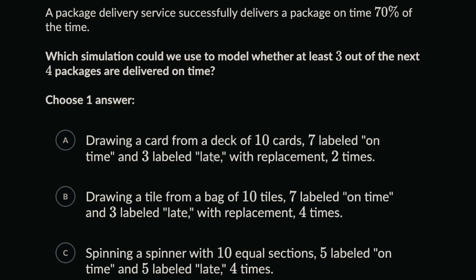Drawing a card from a deck of 10 cards, 7 labeled on time and 3 labeled late, with replacement 2 times. Okay, so a deck of cards where you have 10 total, 7 on time, 3 labeled late. It is true, when you take one card of that, that will be a 70% chance that you're going to get on time, and then a 30% chance that you're going to get late. So that part looks good.